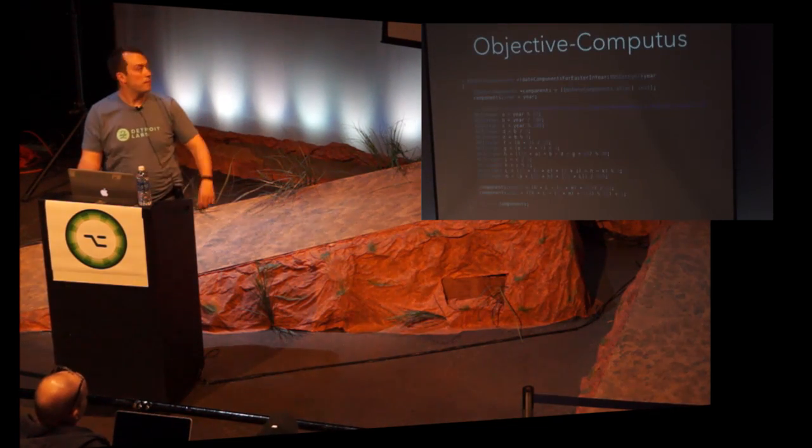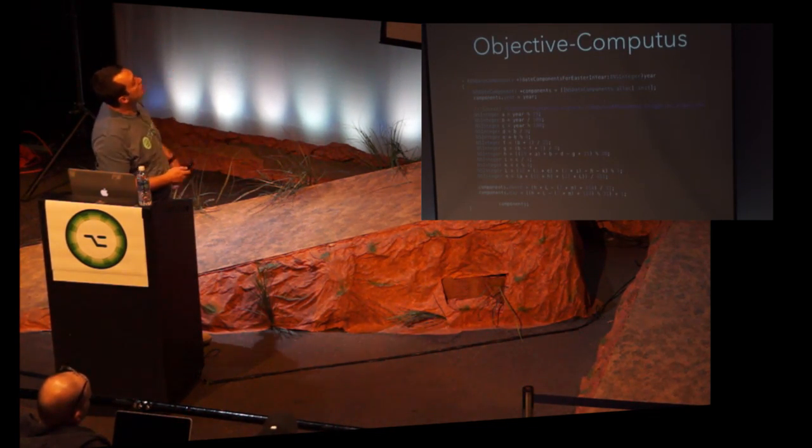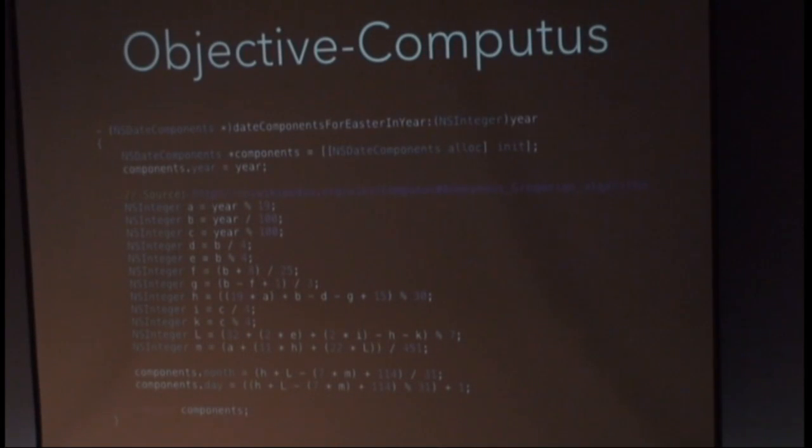So I wrote this in Objective-C. So this is a method that gives me back date components for Easter given a current year. Yes? There's also Greek Orthodox Easter, which is different. Yes, there are multiple Easters. This is the Easter that is celebrated by Christians in America. So there are multiple Easters. This is one of them.